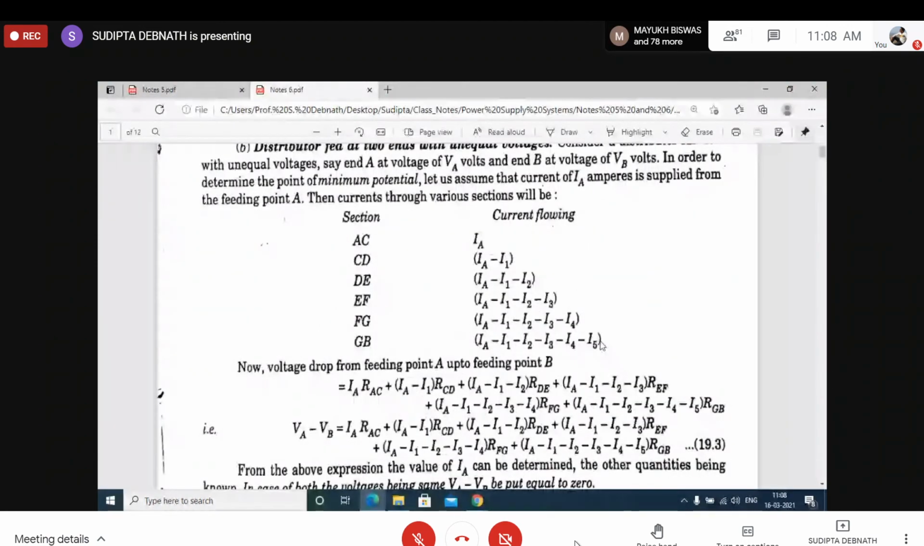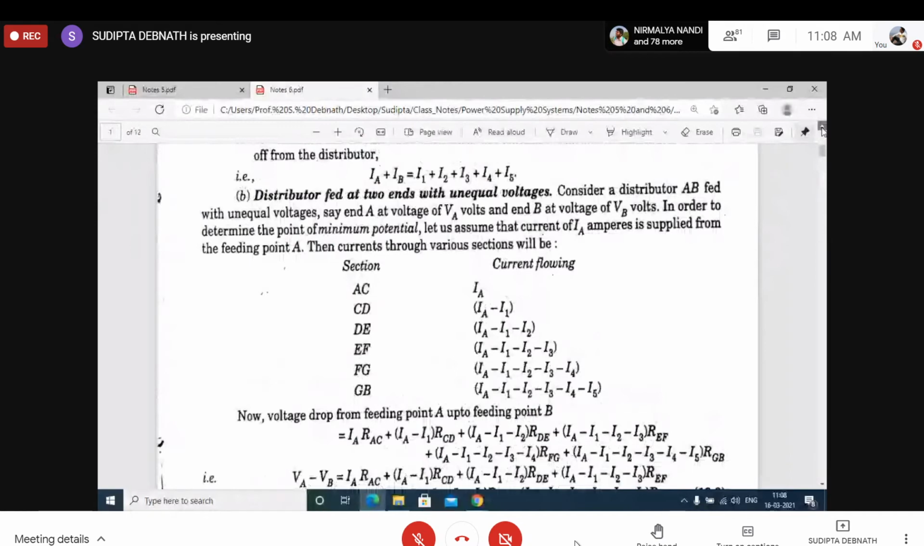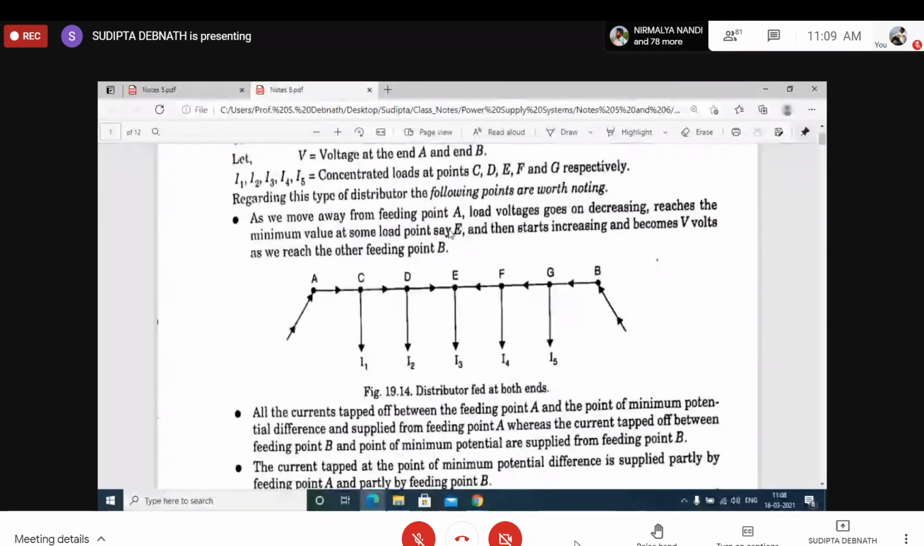Then find out the voltage drop in the different sections. What will be the voltage drop here? You multiply the current by RAC, multiply by RCD. You have to know the voltage drop in different sections. So what is the voltage drop? It will be the summation of all the voltage drops in all these sections. If you know the voltages at this point and this point, the total voltage drop will be VA minus VB, isn't it? Total voltage drop, you just equate it to VA minus VB.